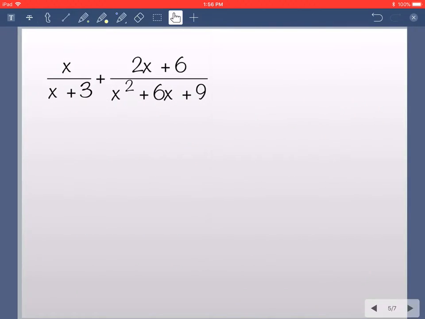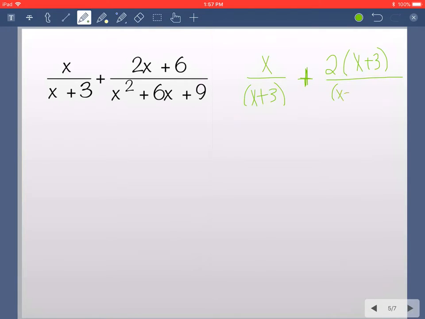Next up, I have x over x plus 3 plus 2x plus 6 over x squared plus 6x plus 9. So I do not have a common denominator. And when I do not have a common denominator, your first step needs to be to factor everything. So I cannot factor x any further, so it's just going to stay x. Over x plus 3, I can't factor any further. Plus 2x plus 6, that actually factors, so I can factor out a 2. And I've got x plus 3. Over x squared plus 6x plus 9 factors to be x plus 3, x plus 3.